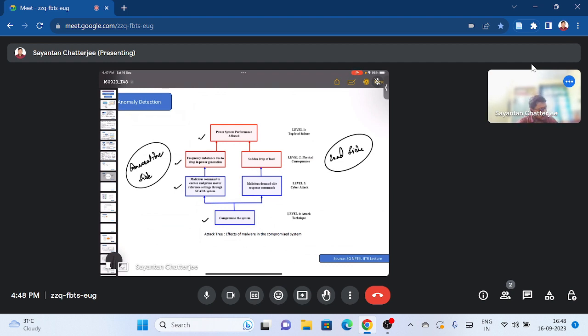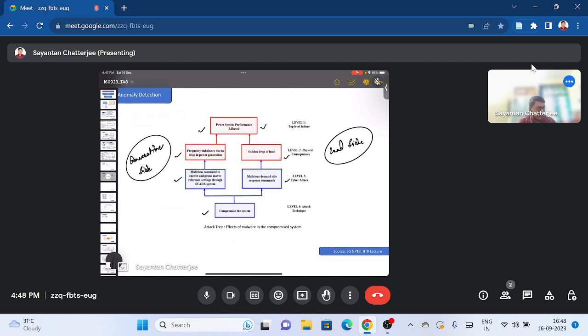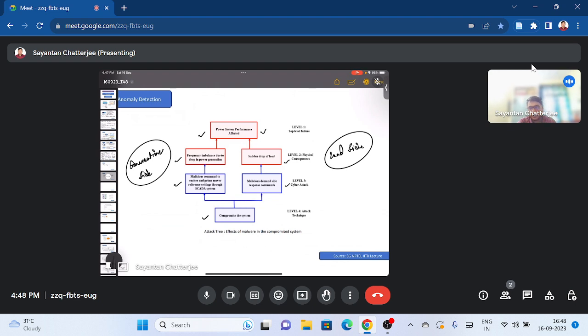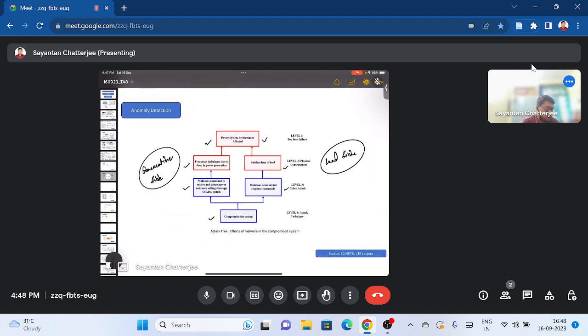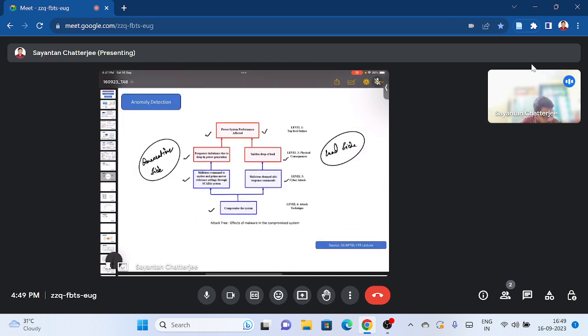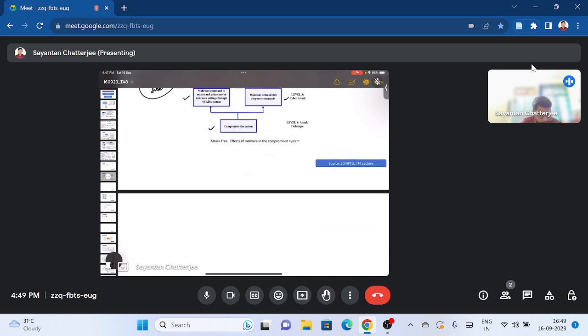Okay, and from the load side, suppose there is a sudden drop in load information. A demand side response command causing a sudden drop in load would lead to an attack being detected. The physical consequence is a sudden drop in load, from a malicious demand side response command. So these are the things that need to be noted about present day anomaly detection strategies from the smart grid point of view. For that, a cyber physical system should be developed.